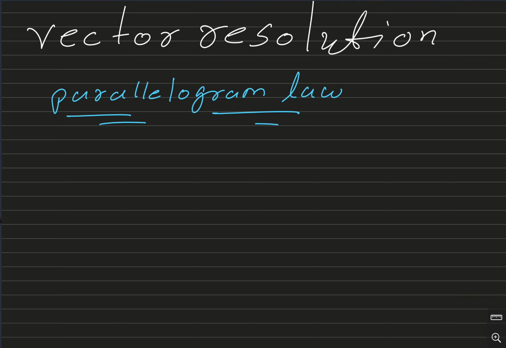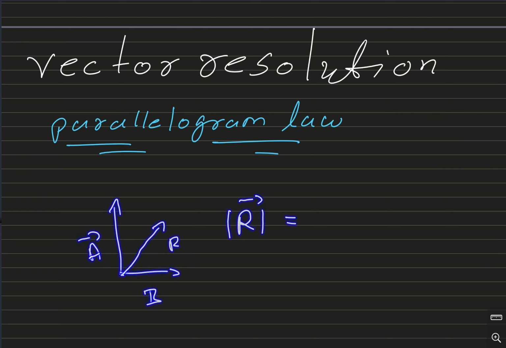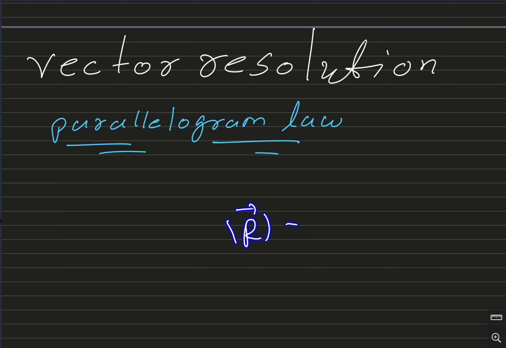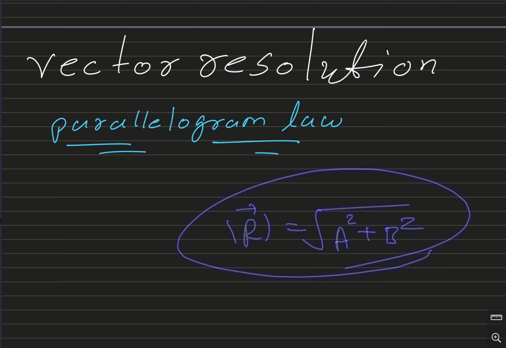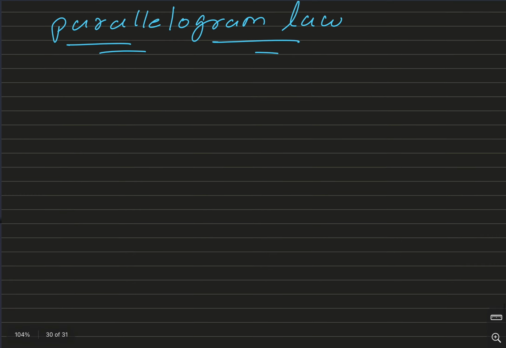Students, today we will discuss the parallelogram law. It is a type of vector resolution; we have to resolve the vectors. Students, you also know that when two vectors are perpendicular to each other, we can easily find their resultant by the formula: magnitude of R is equal to under root A square plus B square. But here these two vectors are not perpendicular.